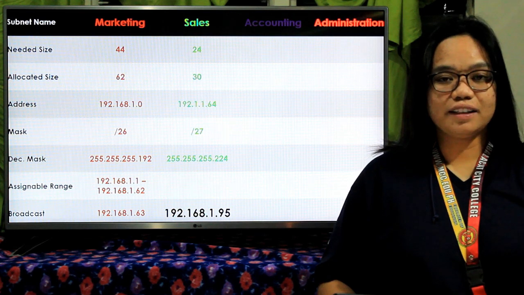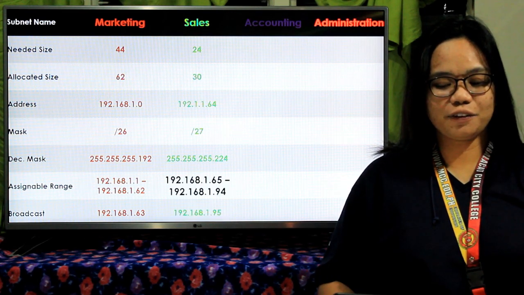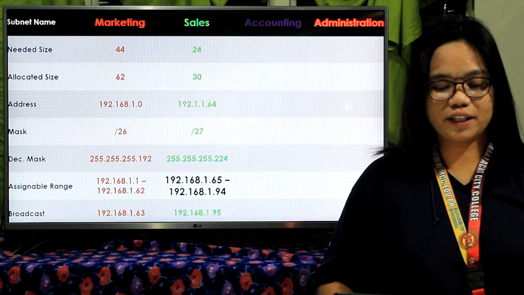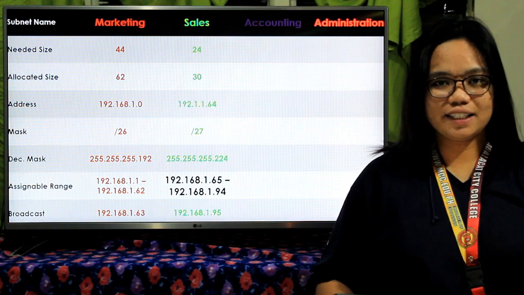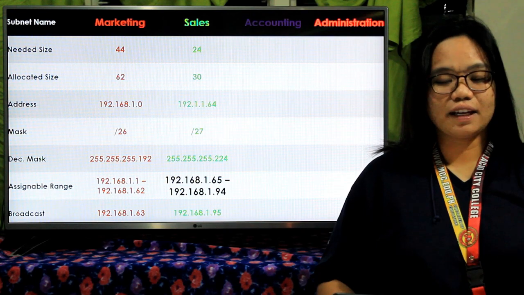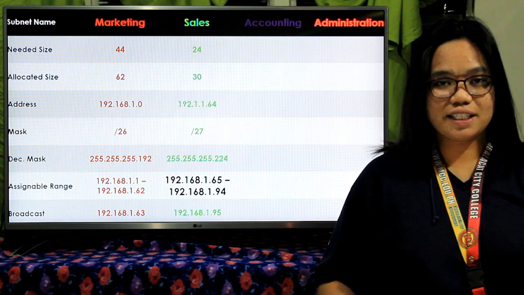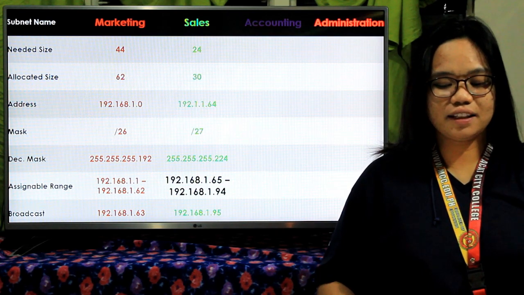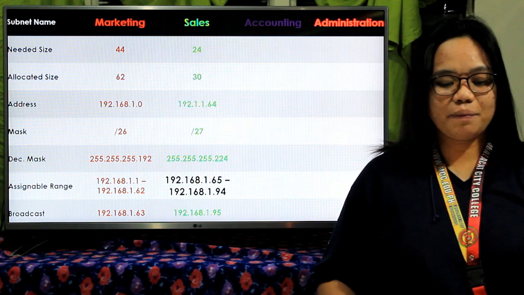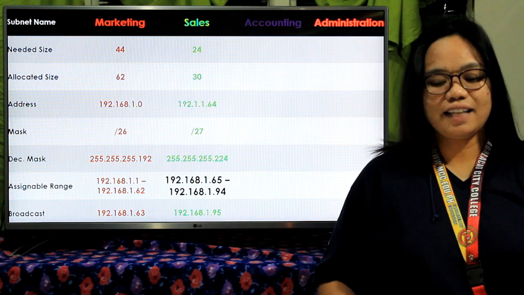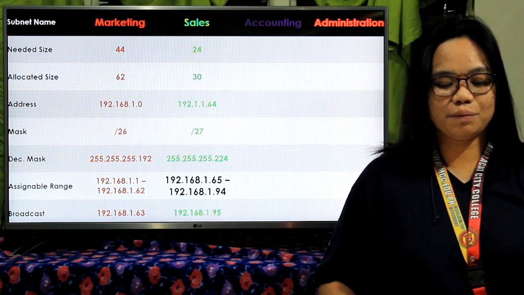Therefore, the broadcast ID will be 192.168.1.95. Then the first assignable address is 192.168.1.65, incremented by 1 from the network address. And the last assignable address is 192.168.1.94, decremented by 1 from the broadcast. That ends the sales distribution of hosts.